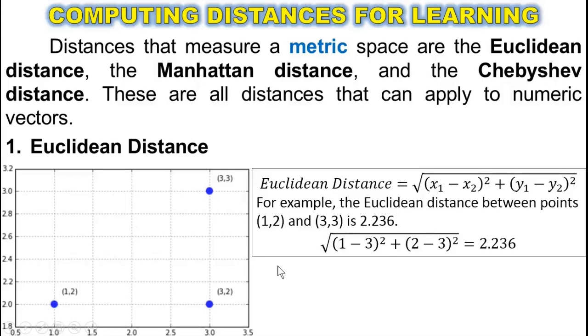In geometry and pre-calculus, we learned the distance formula between 2 points on a Cartesian plane. This is the Euclidean distance, named after Euclid, a Greek mathematician. The formula of Euclidean distance is the square root of the sum of the squared differences between the 2 points. For example, the Euclidean distance between the points 1, 2 and 3, 3 is 2.236.